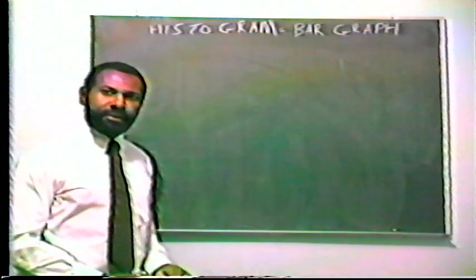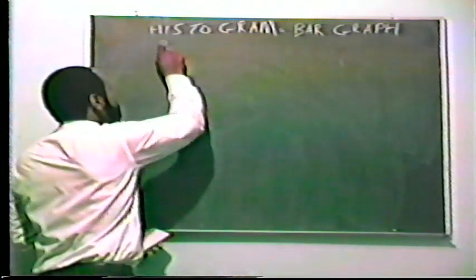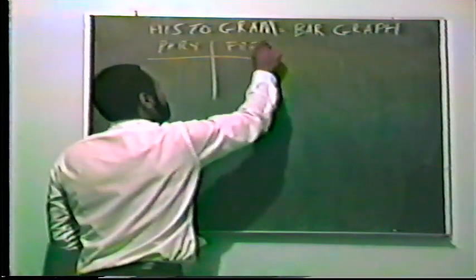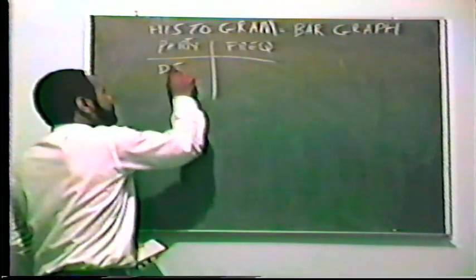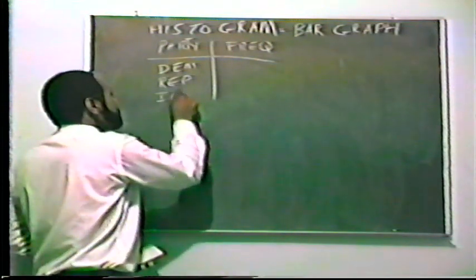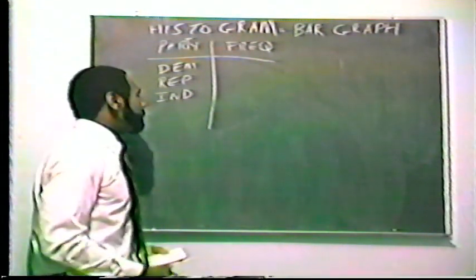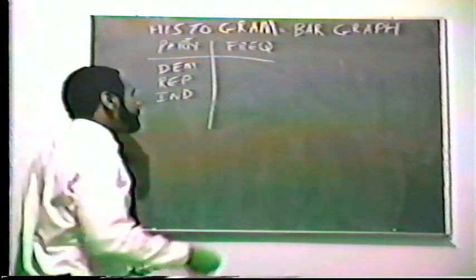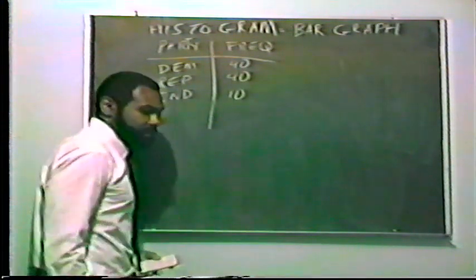Let's take the same data set that we just talked about. We had the party and we had the frequency. Under party, we had the Democratic Party, we had the Republican Party, and we had the Independent Party, or individuals that did not belong to either the Democratic or the Republican Party. There were 40 Democrats in this sample, 40 Republicans, and 10 independents.